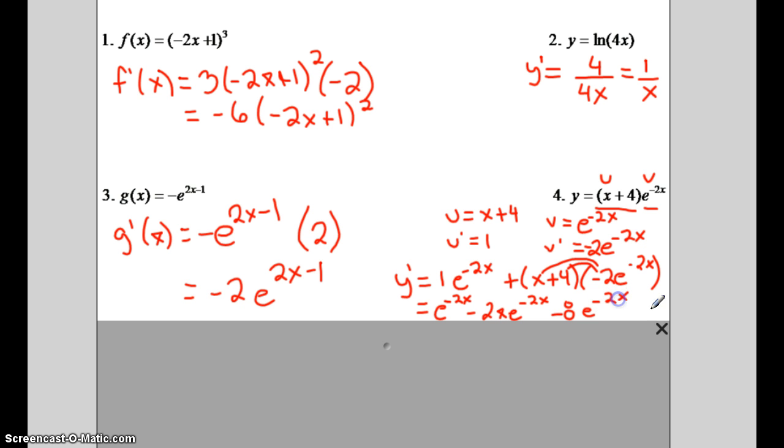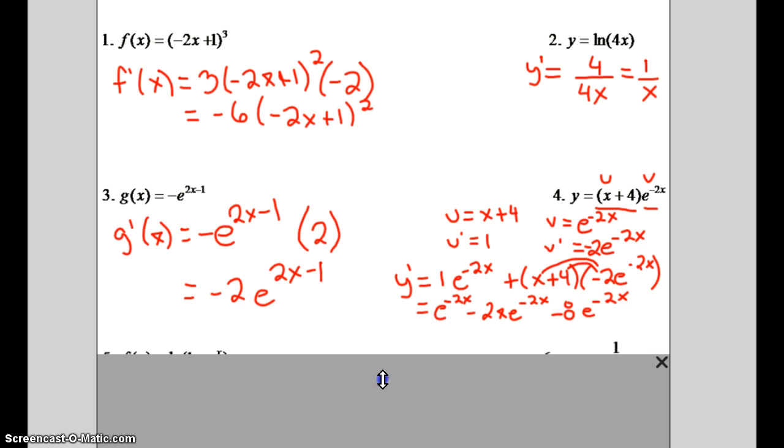At this point, I actually do have some common terms: e to the negative 2x and negative 8e to the negative 2x. Let's see if I have some space. Yes, I do. So here I've got e to the negative 2x, negative 8e to the negative 2x. So positive 1e minus 8e gives me negative 7e to the negative 2x.